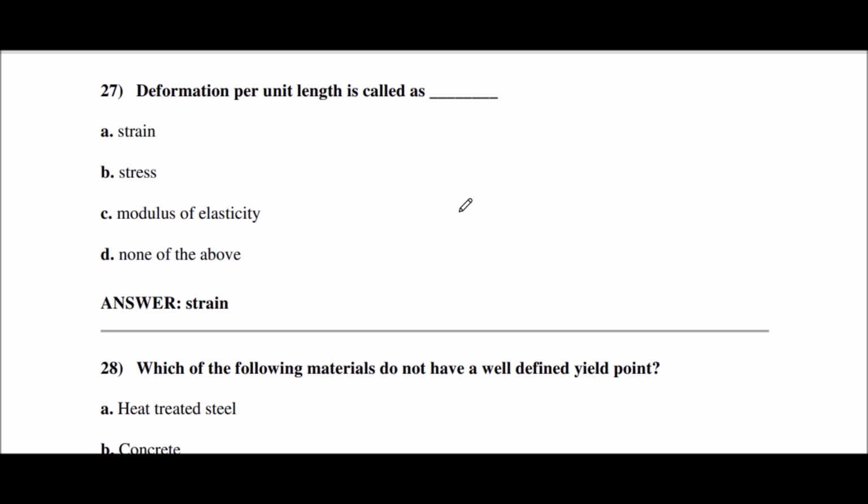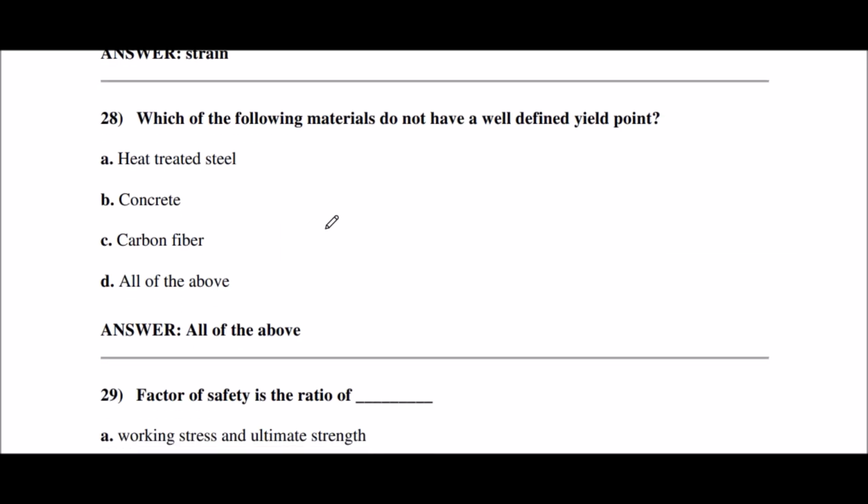Next question. Deformation per unit length is called as option A, strain. Option B, stress. Option C, modulus of elasticity. Option D, none of the above. Right answer is option A, strain. Deformation per unit length is called as strain.